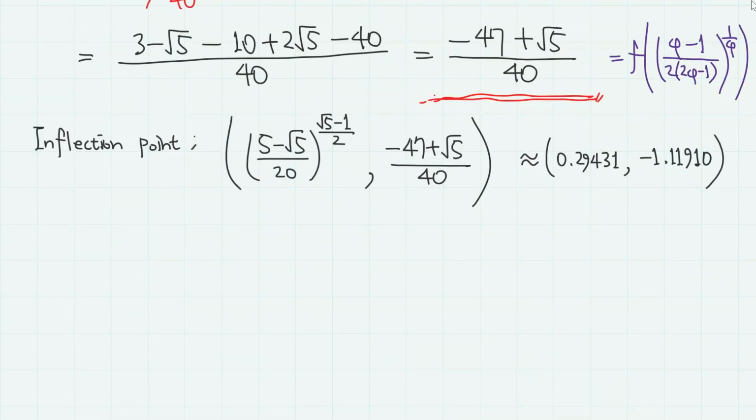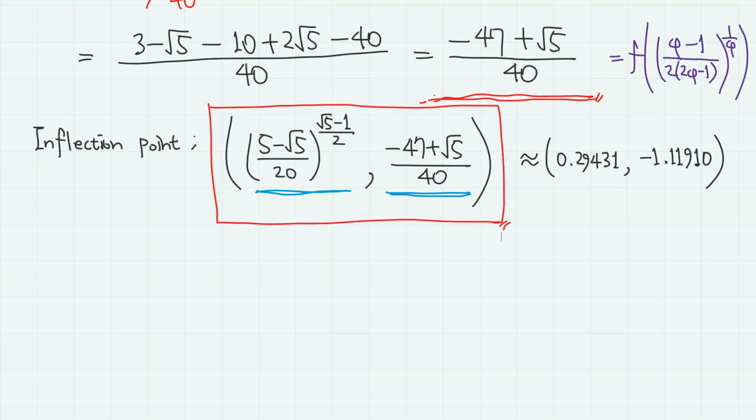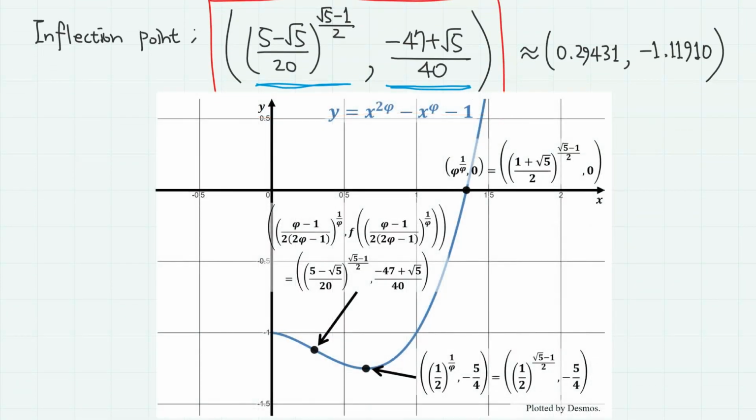Therefore, the inflection point is ((5 minus square root of 5) over 20 raised to the power of (square root of 5 minus 1) over 2, (minus 47 plus square root of 5) over 40).